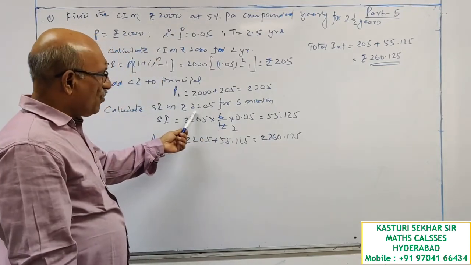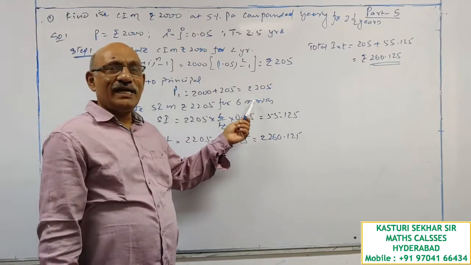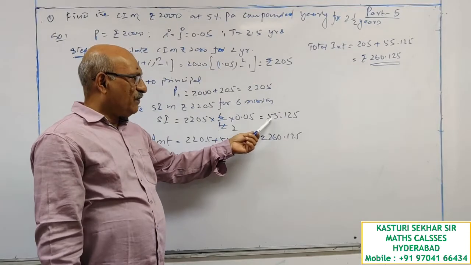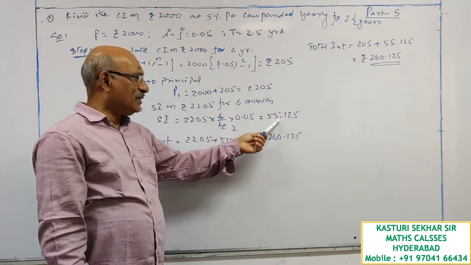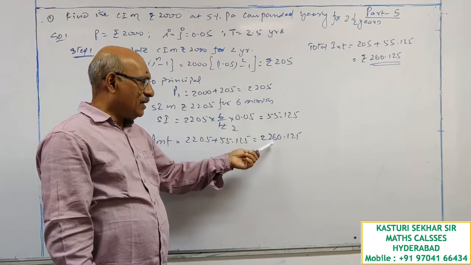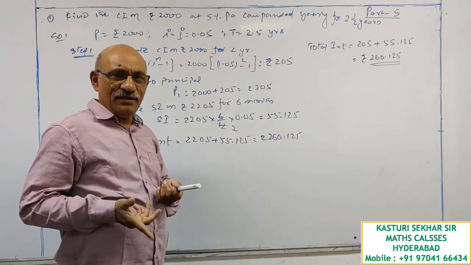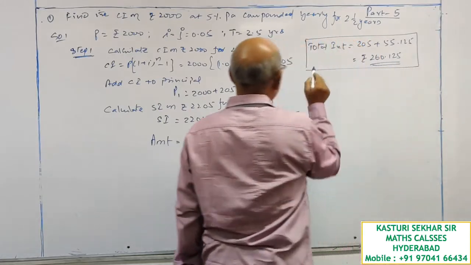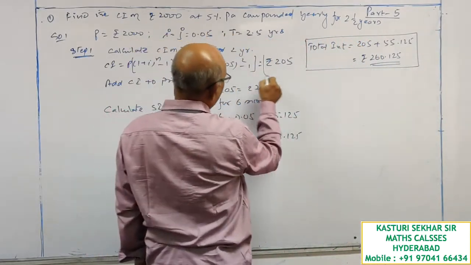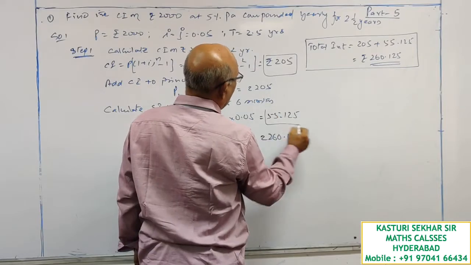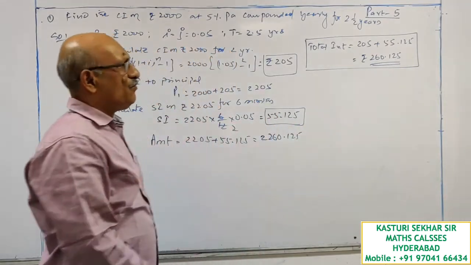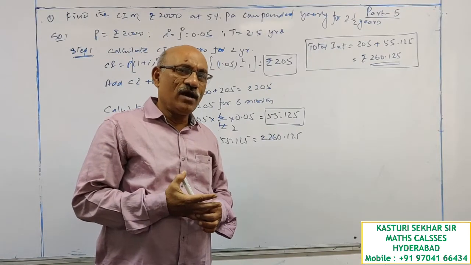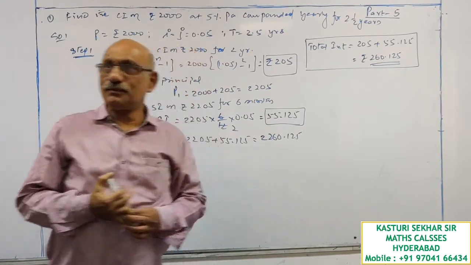On this 2205, I am calculating simple interest for 6 months, the fractional part. This is 55.125. Add this interest to this principal, you'll get the accumulated value. Now you are interested to know the interest part only. Add these two values, rupees 205 and rupees 55.125. When you add these two values, you'll get compound interest for 2.5 years.